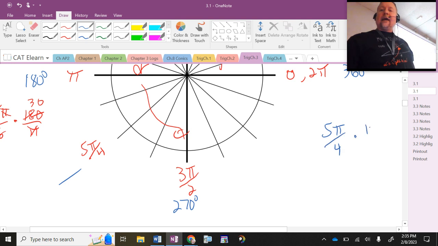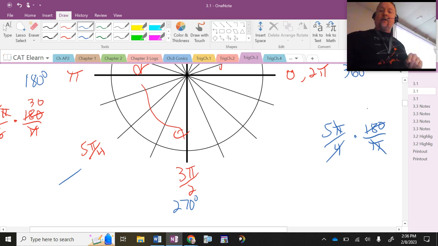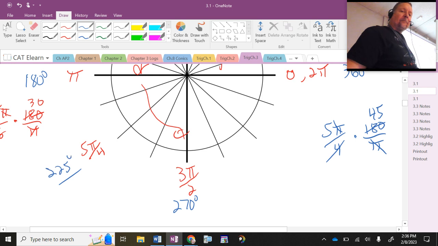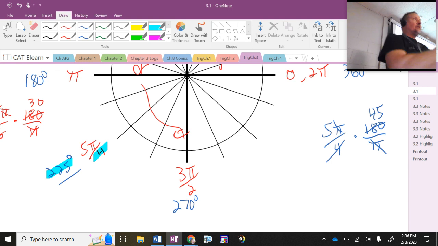I convert that, and the pi's cancel. 2 goes into 180 90 times, so half of that is 45. Notice that's a 45. 5 45s is 225. So guess what you can say is always? 45s always end up being over what? 4s. You're going to see that when you do your 80, number 83. I think it is number 83.